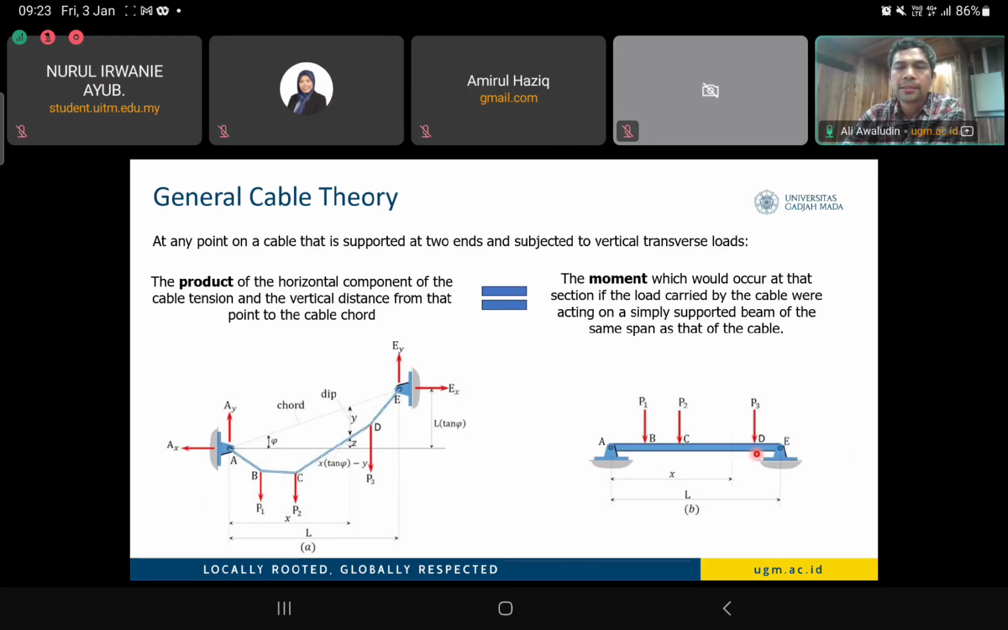Here is the distance X, okay? So of course, in the simply supported system, we can have the bending moment at the point X, which is the vertical reaction at A multiplied by the distance X, minus P1 multiplied by its distance to X, and also minus P2 multiplied by its distance to X. So they said it's the same. So let's confirm whether this theory is okay or not.